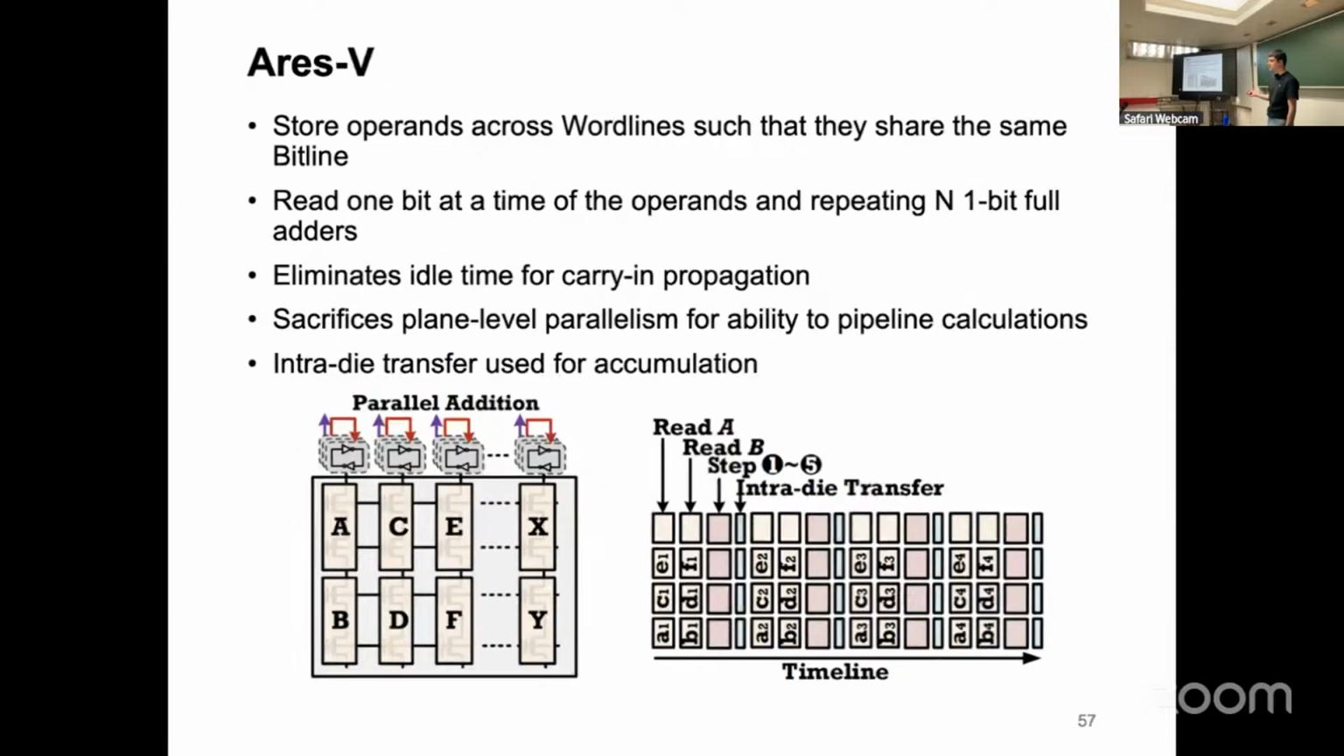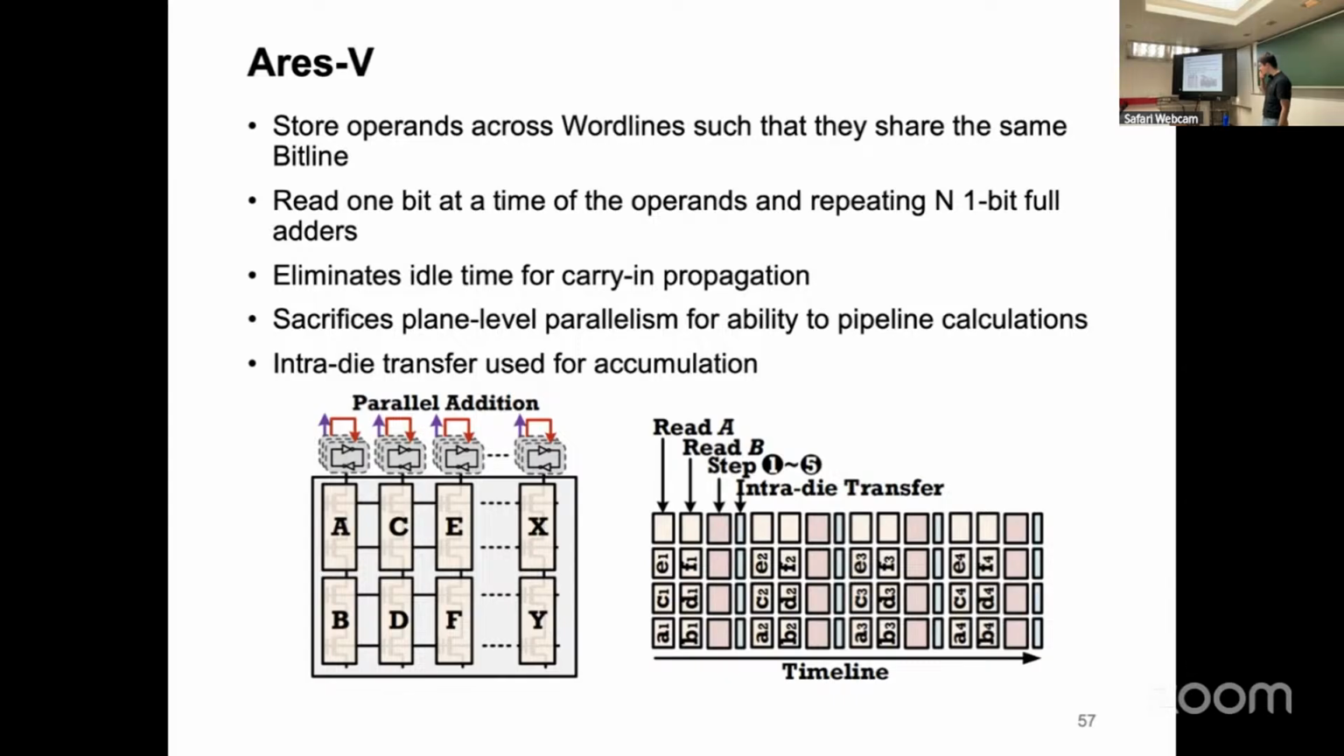We can also change the data layout, by storing the operands across word lines such that they share the same bit line, and then we just repeat n 1-bit full adders if we want to add two n-bit numbers together. This eliminates the idle time for the carry-in propagation. However, it sacrifices plane-level parallelism, and for accumulation you have to use intra-die transfer.